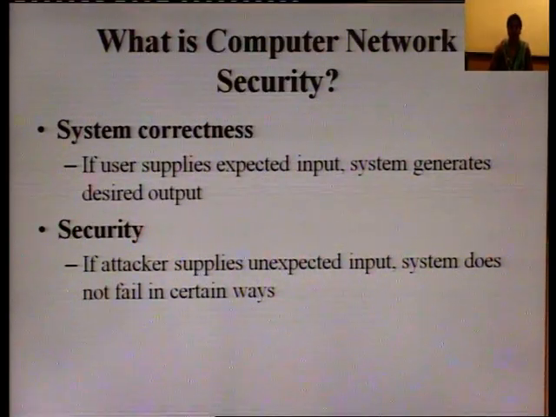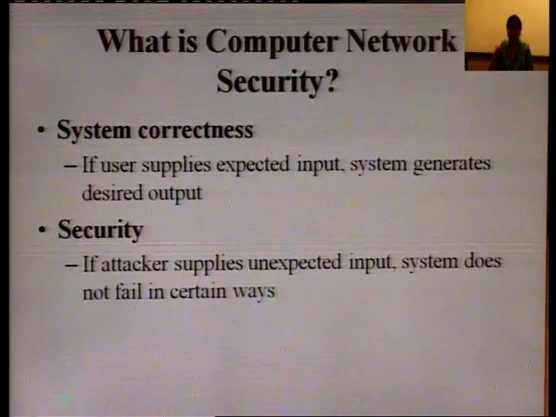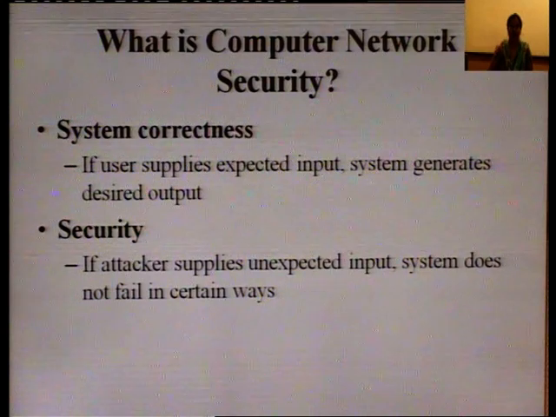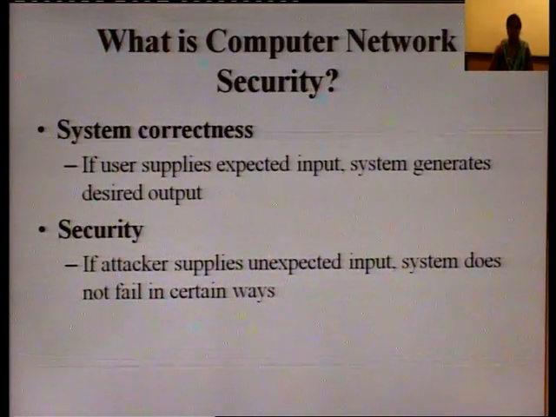Next comes security. If an attacker supplies unexpected input, the system does not fail in certain ways. The system should provide us the required, accurate output. That means the security can be conserved. So first is system correctness and the other is security from any unauthorized or unexpected attacks.